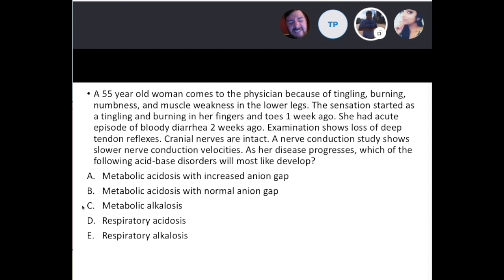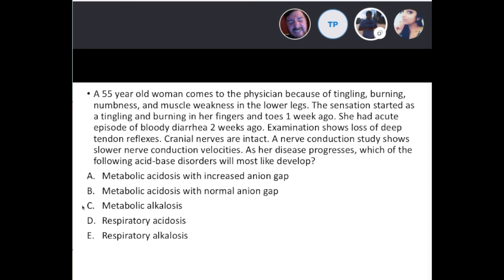All right, so we have a 55-year-old woman that comes to the physician because of tingling, burning, numbness, and muscle weakness in her lower leg. The sensation started as tingling and burning in her fingers and toes 1 week ago. She had an acute episode of bloody diarrhea 2 weeks ago. Examination shows a loss of deep tendon reflexes. Cranial nerves are intact. A nerve conduction study shows a slower nerve conduction velocity. As her disease progresses, which of the following acid-base disorders will most likely develop? A for apple.